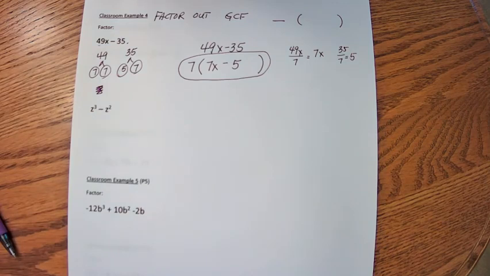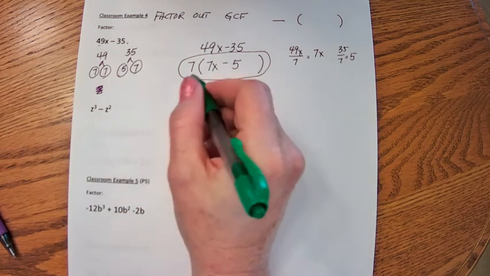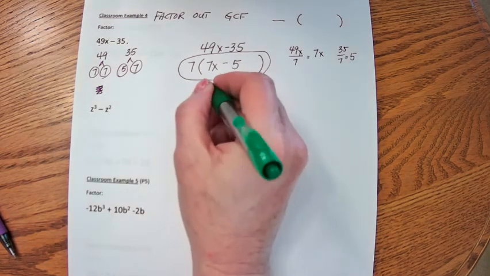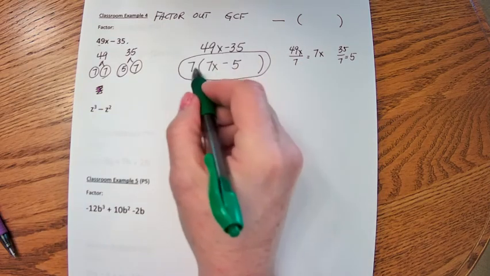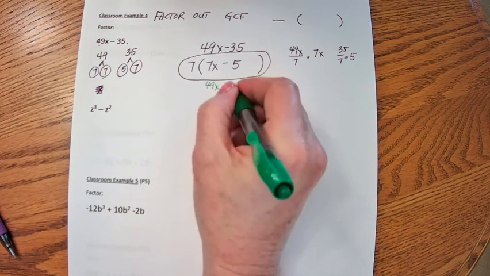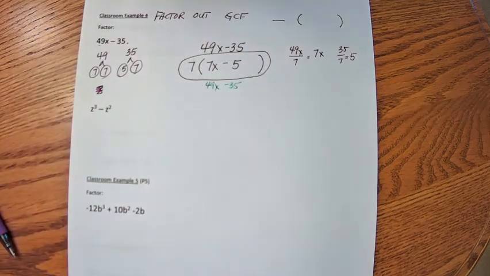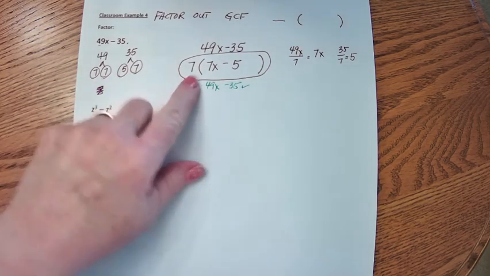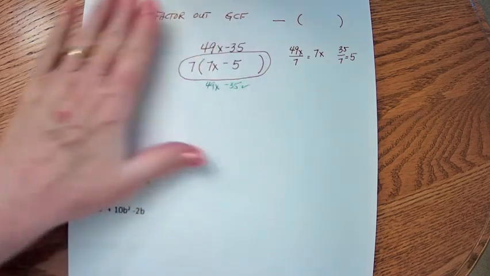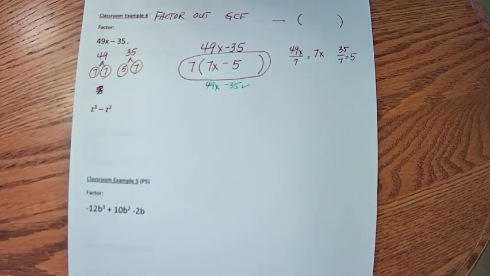And whenever I factor, I always check my work. I always quickly go, what is 7 times 7x? 49x. What is 7 times negative 5? Negative 35. Is that what I originally started with? Yes, it is. So it checks. So once we find the GCF, we factor that out, we pull that out and put in parens.